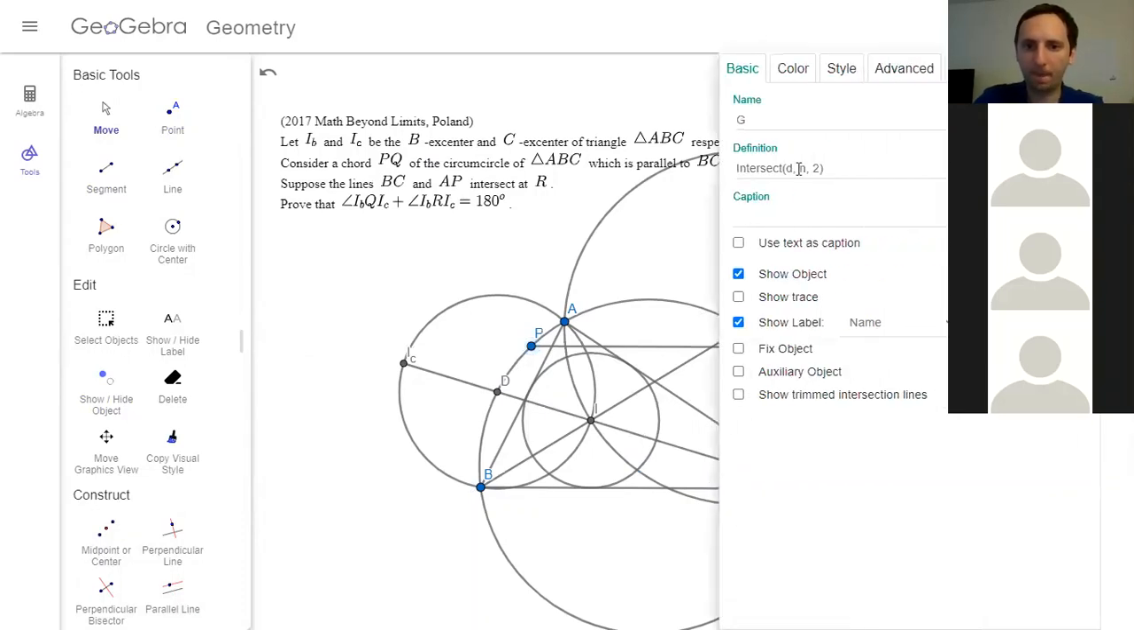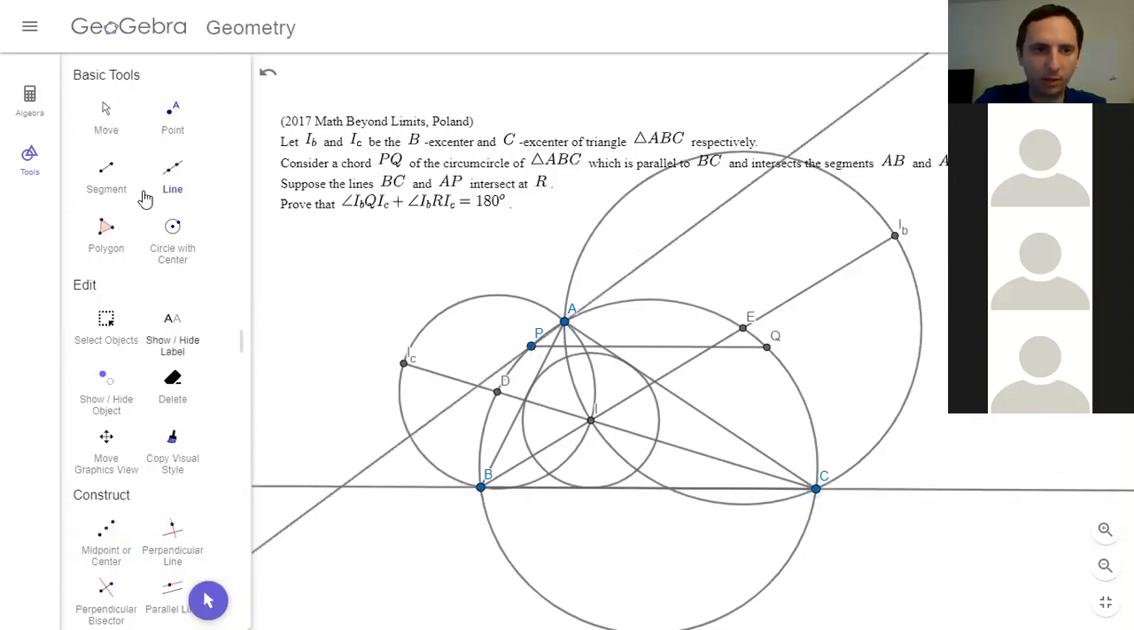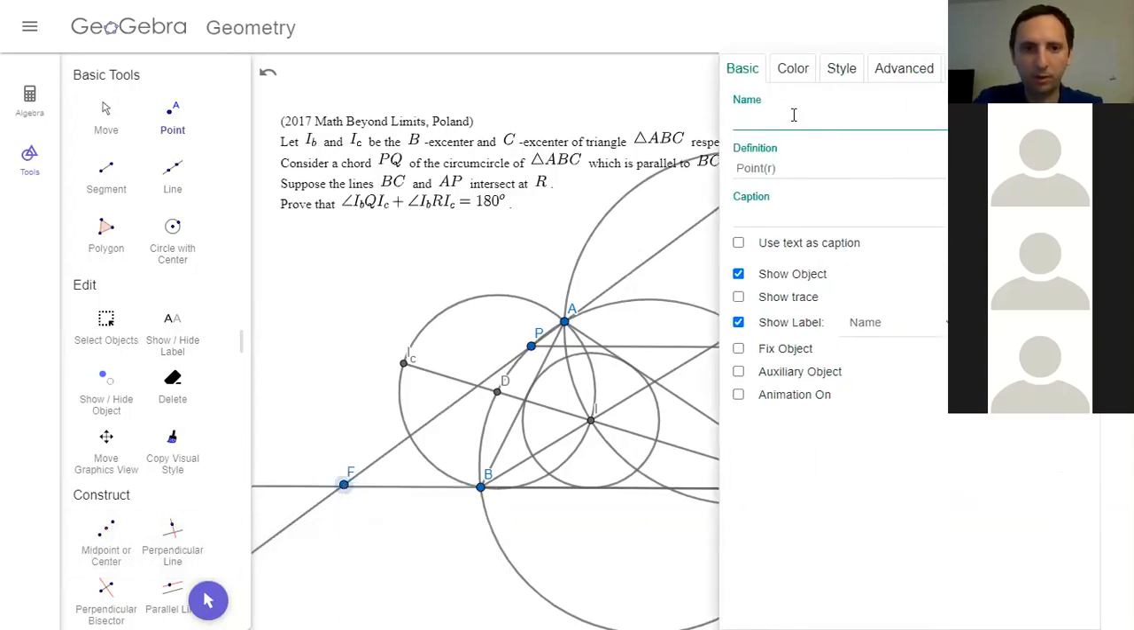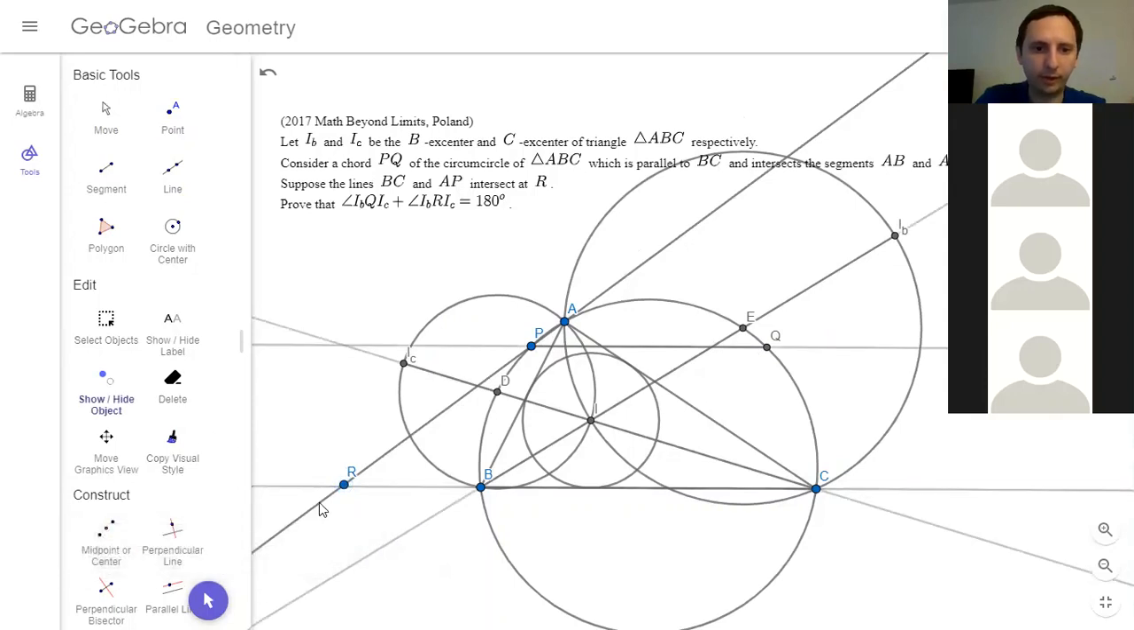PQ. And suppose BC and AP intersect at R. So we call this point R. Prove that angle IBQIC plus angle IBRIC is 180 degrees.